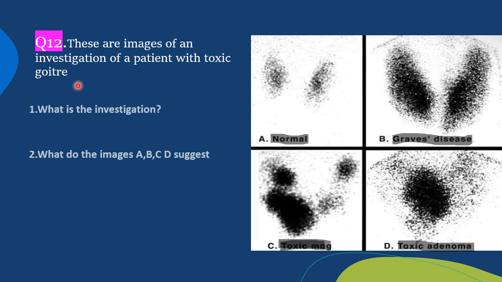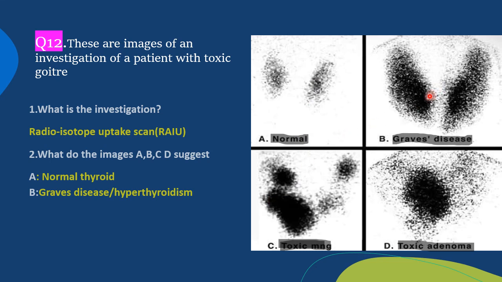Question number 12. These are images of investigations of a patient with toxic goiter. What is the investigation? Okay, these are 4 scans here. Radioisotope uptake scan. Okay, this is the radioisotope uptake scan, RAIU. What do the images in A, B, C, D suggest? A is a normal thyroid. Okay, equally taken up, the radioiodine taken up by both glands.